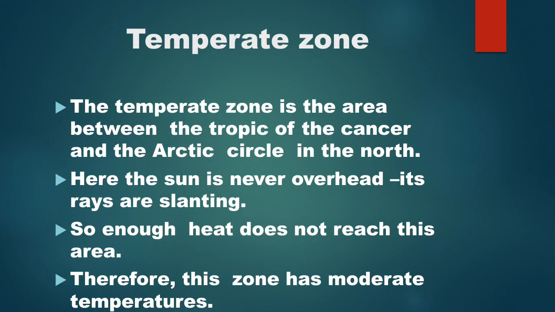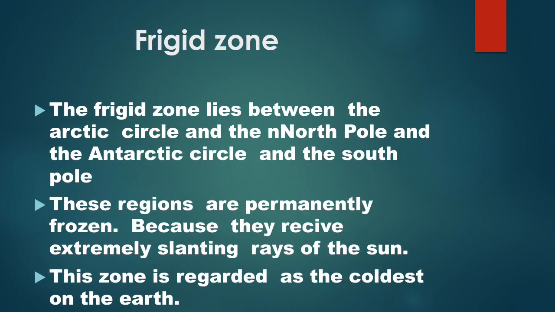Now let us study about the temperate zone. The temperate zone is the area between the Tropic of Cancer and the Arctic Circle in the north. Here the sun is never overhead. Its rays are slanting, so enough heat does not reach the area. Therefore, this zone has moderate temperatures.